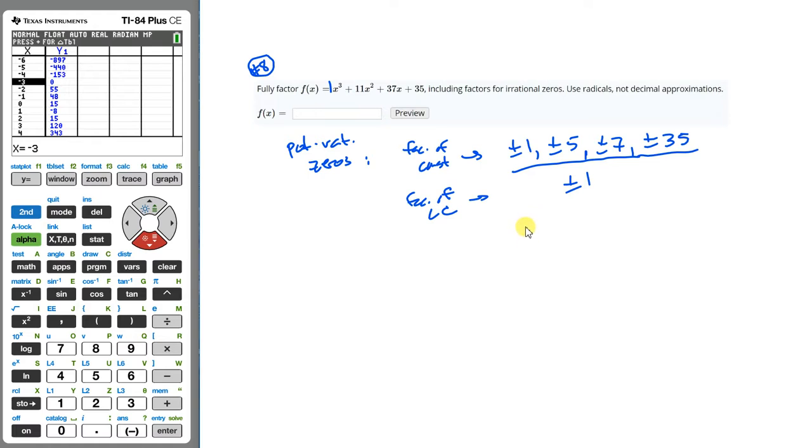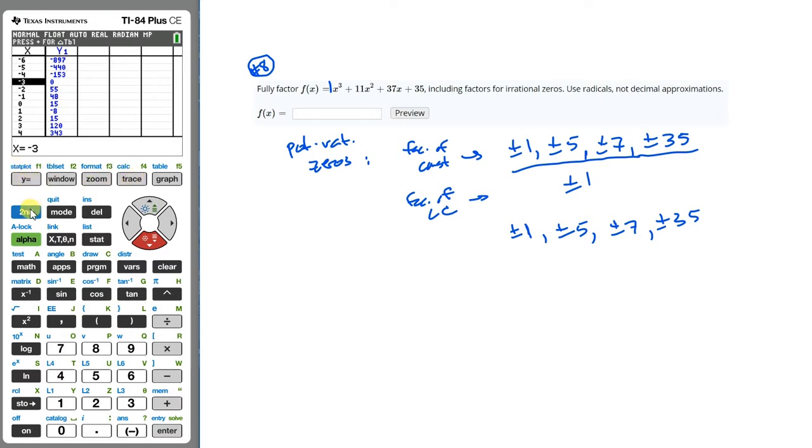So 1 over 1 is just 1, 5 over 1 is just 5, 7 over 1 is just 7, and 35 over 1 is just 35. So I only have 1, 2, 3, 4, and then the negatives. I only have 8 numbers. That's not too bad to type in. Now notice they're all whole numbers, so I could either type them in, or I could just generate a list in my calculator using whole numbers, and these will be in the list. That's probably faster than typing them in.